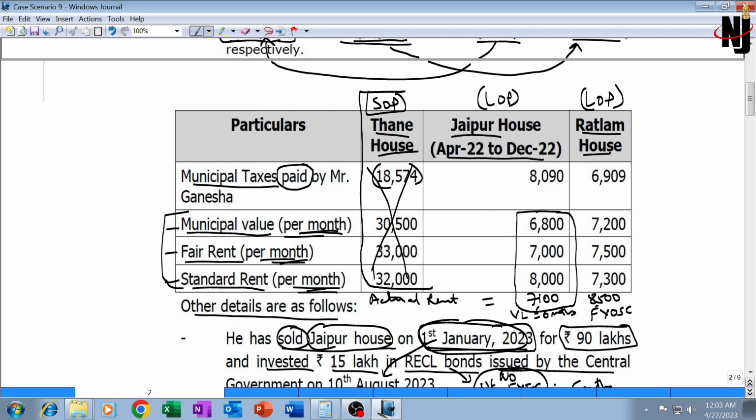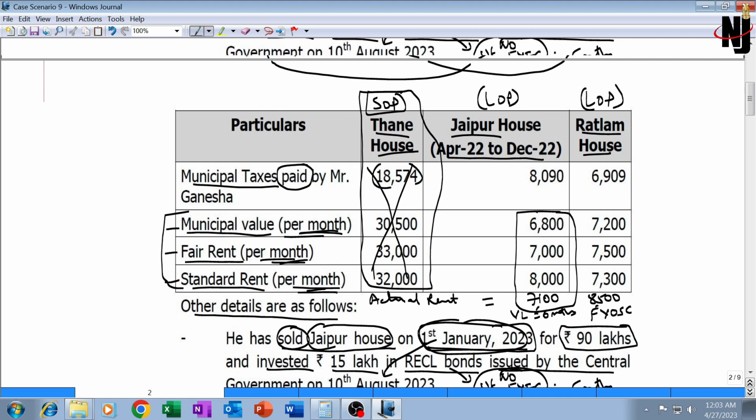Thane property is SOP, so first we'll finish calculating Thane property. Everything will be nil, nil, nil, and then Jaipur house will be 6,800, 7,000, 8,000, 7,100. 6,800, 7,000, 8,000 and 7,100. You'll have to remember these details.